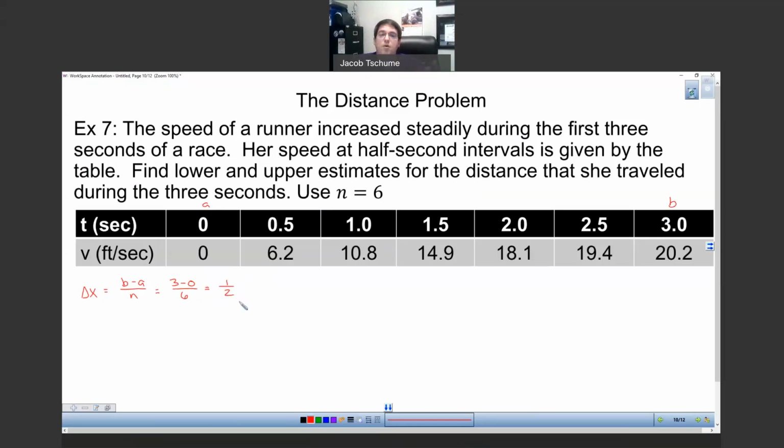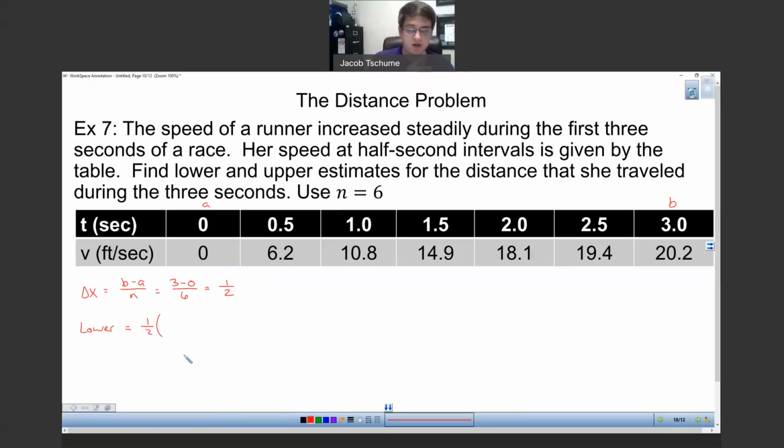All right. Remember earlier when we did those rectangle problems, since the delta x will be in common with every single area, you can actually factor that out front. So when it says find the lower and upper estimates, let's start with the lower estimate. Since this runner is increasing speed, the lower estimate will actually come from the left endpoint, because the further to the left, the numbers are smaller. Now I'm going to factor that 1/2 out front.